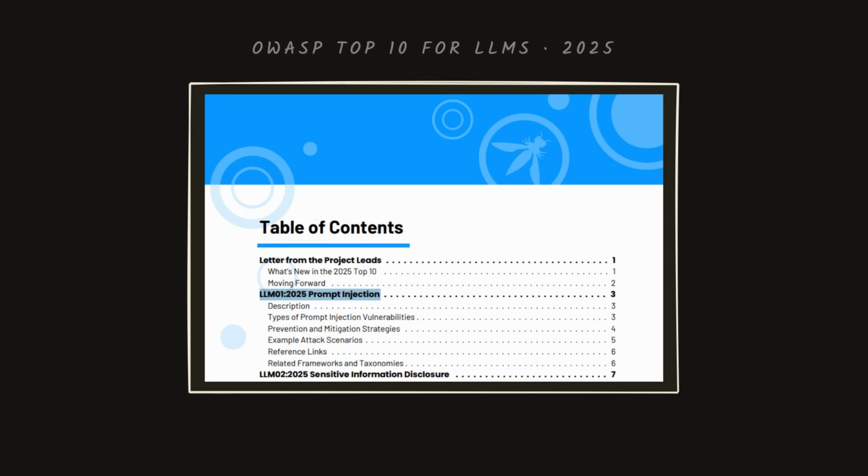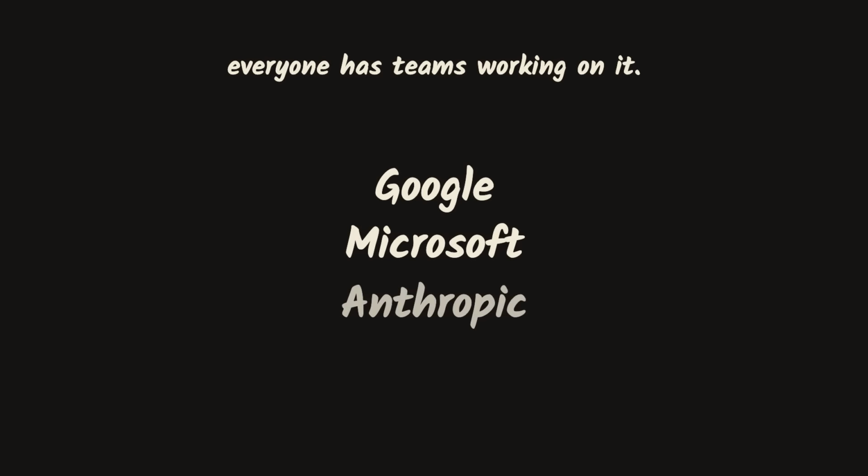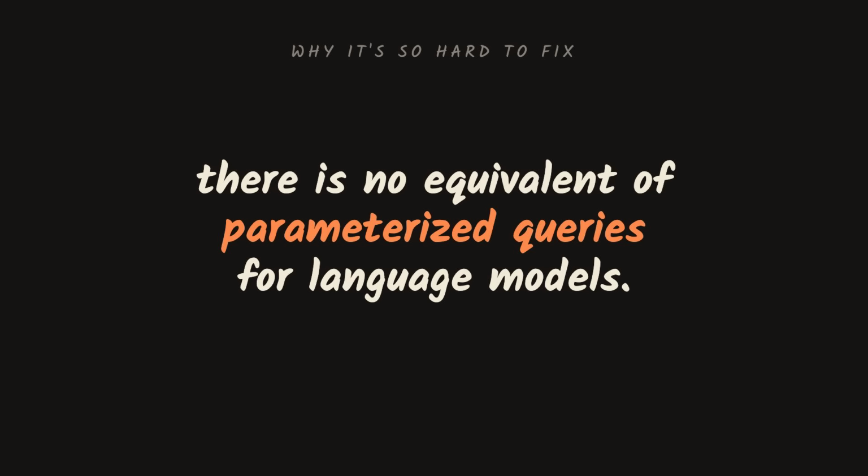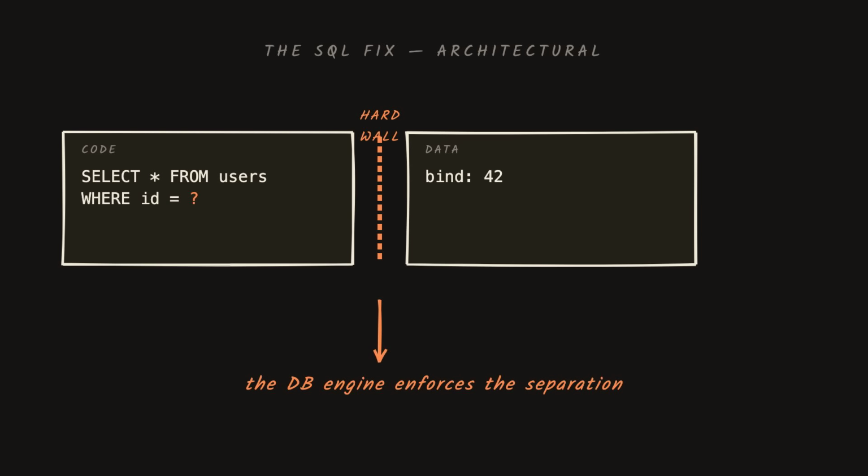Now, here's the thing. This class of attack, prompt injection, has been the number one AI security risk on the OWASP top 10 for two years running, and everyone knows about it. Google, Microsoft, Anthropic, OpenAI, they all have teams working on defenses. And yet, the reason it's so hard to fix is that there is no equivalent of parameterized queries for language models. SQL injection was the dominant web vulnerability for over a decade. The fix was architectural, prepared statements that created a hard boundary between code and data.